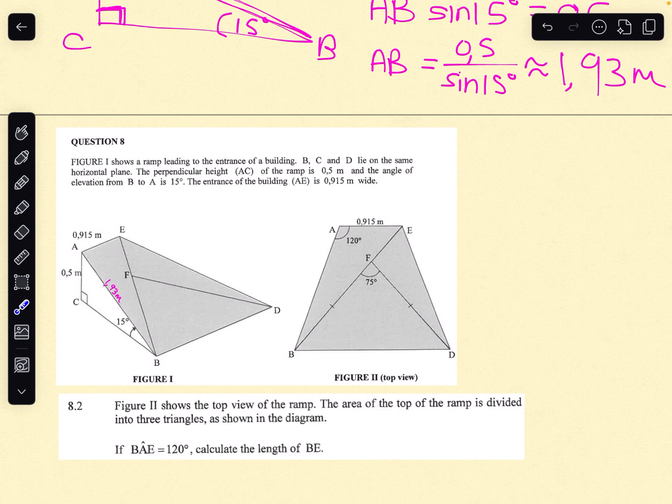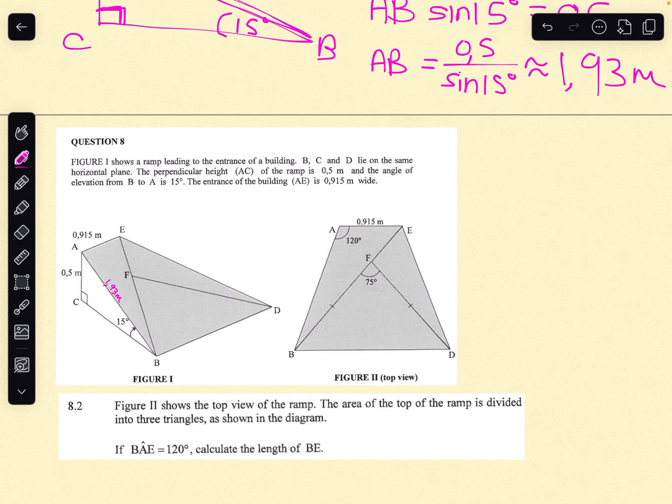I'm not sure if we can use it. We're also told that these are equal. So can we use this or not? Anyway, let's see. Calculate the length of BE. This we were explicitly told.